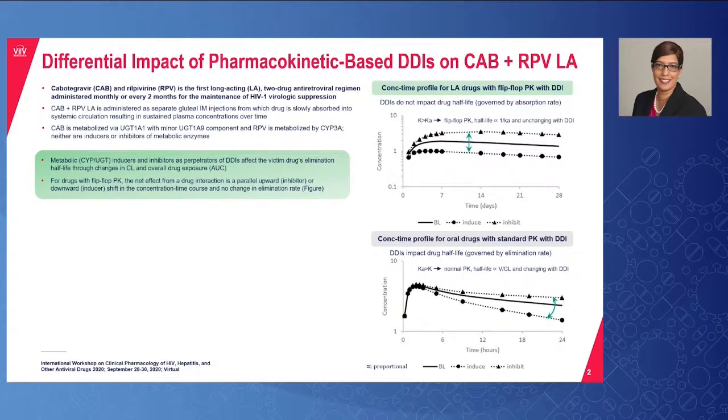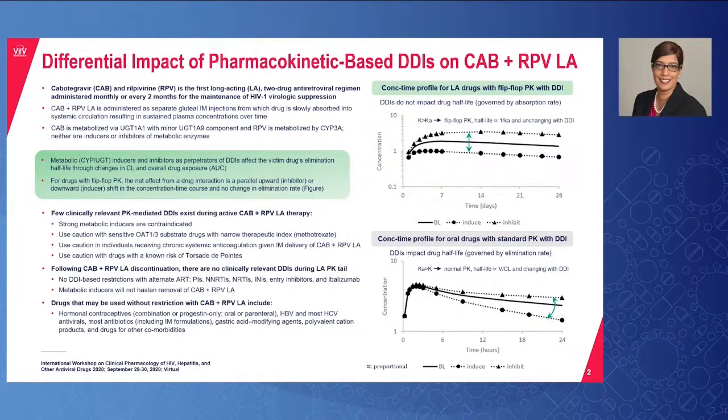Because CAB and rilpivirine are long-acting drugs with flip-flop PK, there are few clinically relevant drug-drug interactions during active therapy, as listed on the slide. So briefly, strong metabolic inducers are contraindicated, and caution is advised with sensitive OCT1 substrate drugs with narrow therapeutic index, such as methotrexate. Caution is also advised in individuals receiving chronic systemic anticoagulation given the IM modality of long-acting CAB and rilpivirine. Caution is also advised with drugs with a known risk of torsades.